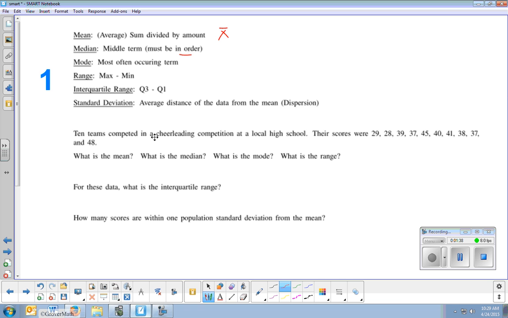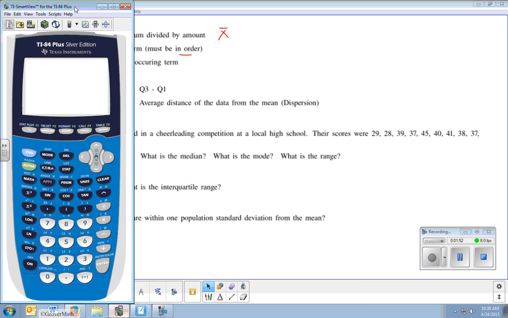10 teams competed in a cheerleading competition at a local high school. Their scores were as listed. What is the mean, median, mode, range, interquartile range, and a question about standard deviation. The calculator does the majority of the work for us. So this is a heavy calculator chapter.